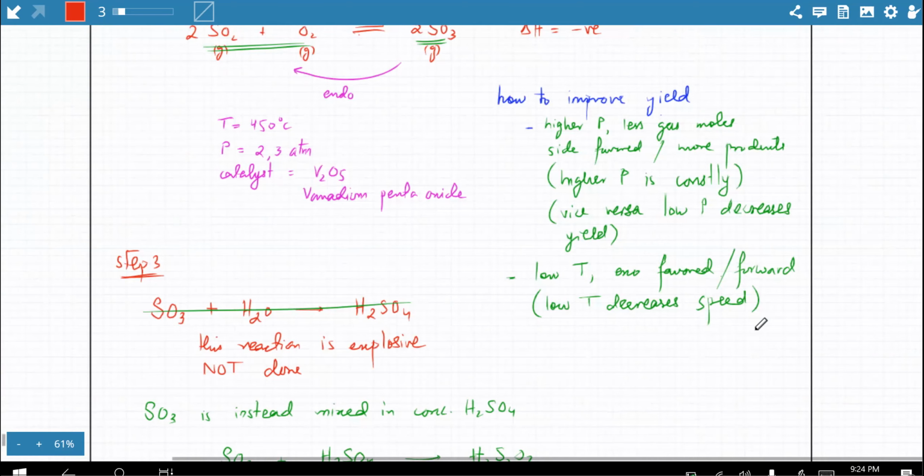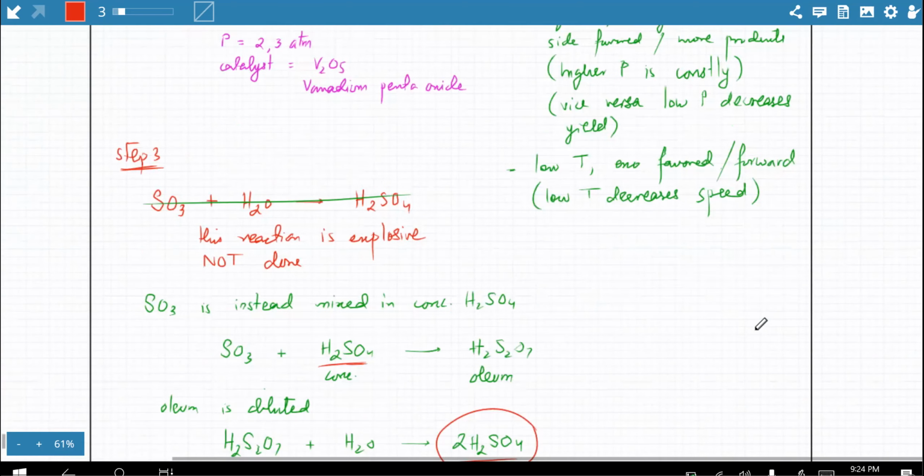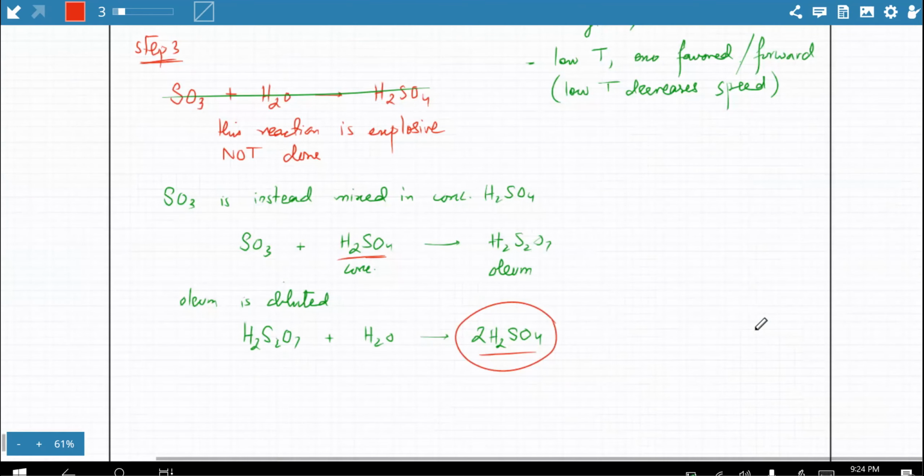Then step 3 was that you don't mix it in water. Mix it instead in concentrated sulfuric acid to get oleum and so on. So you get your sulfuric acid. Okay. You'll see that this is all you have to remember.